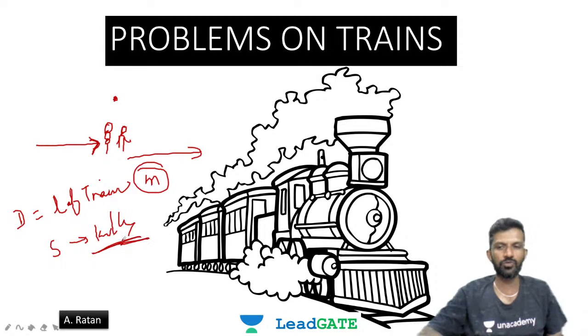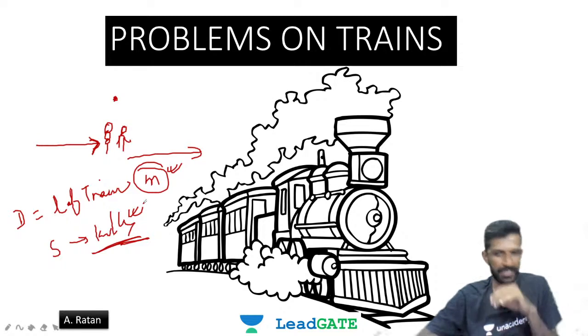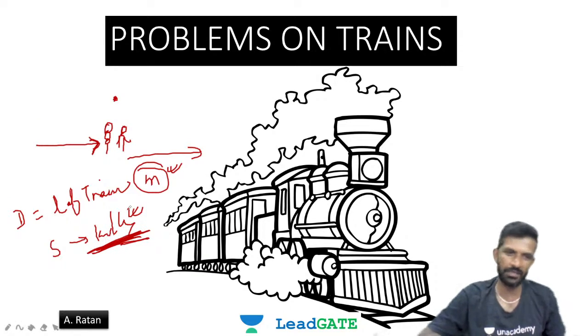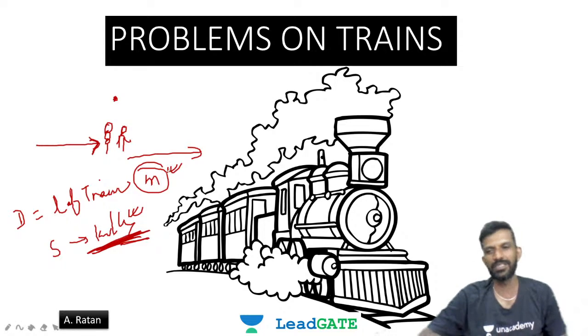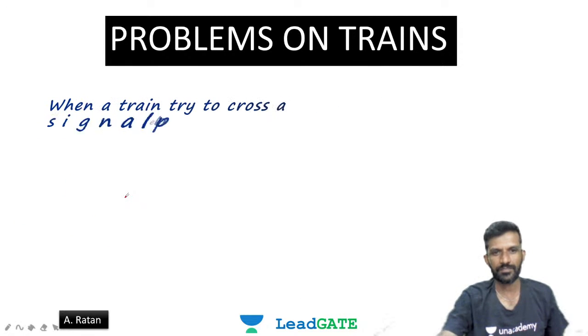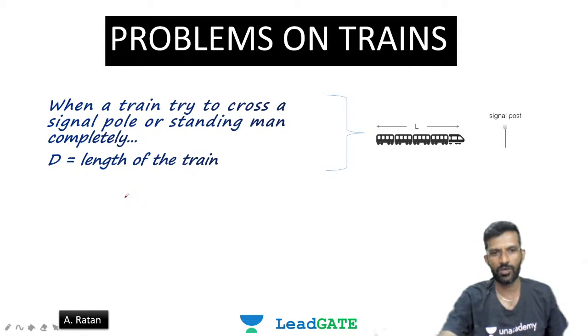My dear friend, before using any formula, make the units similar. I told you in the starting itself, always make the units similar before using any formula. And try to convert kilometer per hour into meter per second, because options will be given in seconds. If it is given in hours, then you can convert the meter into kilometer. Is that clear to you? Am I right? So here I have given you the same thing. When a train tries to cross a signal pole or a standing man completely, the distance we have to take is the length of the train.